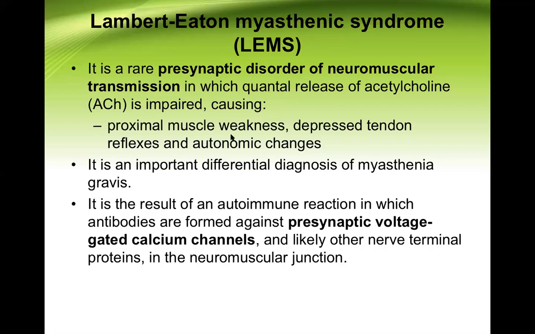As a result of this, there is proximal muscle weakness, depressed tendon reflexes, and autonomic changes, which are not very common in myasthenia gravis. Remember, in myasthenia gravis the tendon reflexes are usually normal, but here they are depressed. Along with them, some autonomic changes are found. It is the result of an autoimmune reaction in which antibodies are formed against the presynaptic voltage-gated calcium channel. They are present in the presynaptic membrane or terminal. Because of this, the acetylcholine cannot be released even after the action potential arrives there, resulting in weakness.